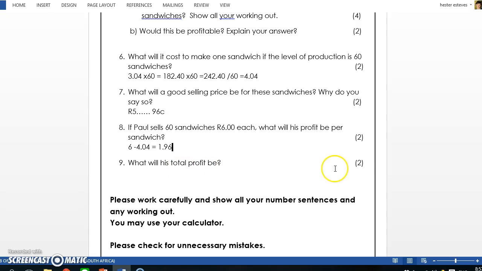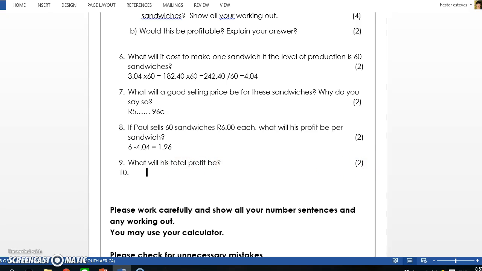What will your total profit or his total profit be? Well, they're not asking for how much money, cost price or gross profit. They're only asking profit. So if it's 1 Rand 96, you times that by 60 sandwiches and your total profit is 117 and 60 cents. So that's how much profit he's going to make.